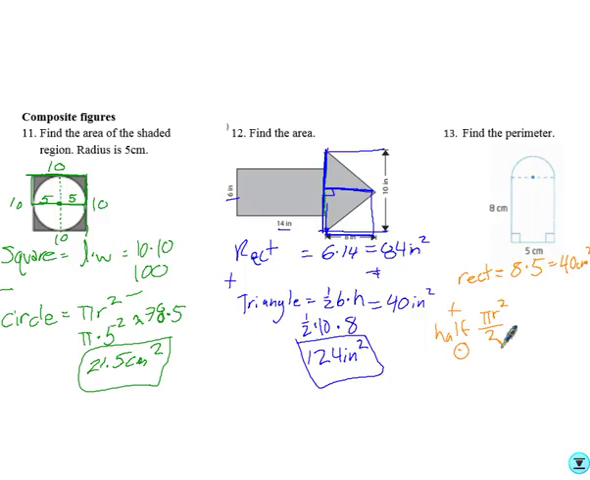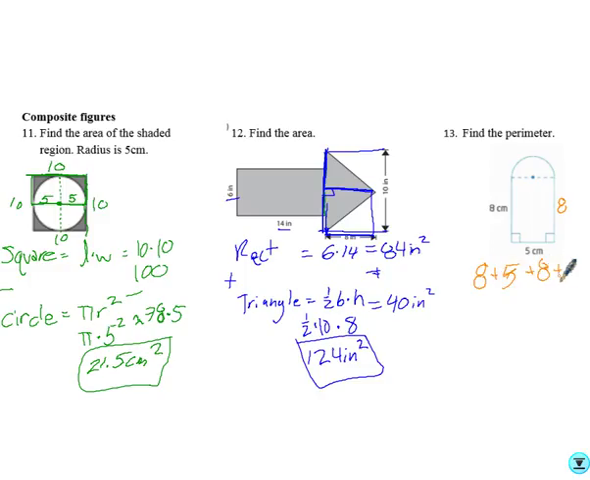Oh, my bad, we're finding perimeter. Sorry about that. Let me start over. That was if we were finding area. Perimeter is just what's the length of the outside here. So, we know that this side's 8, this side's 5, so therefore this side has to be 8 as well. So we know our perimeter is going to be 8 plus 5 plus 8.